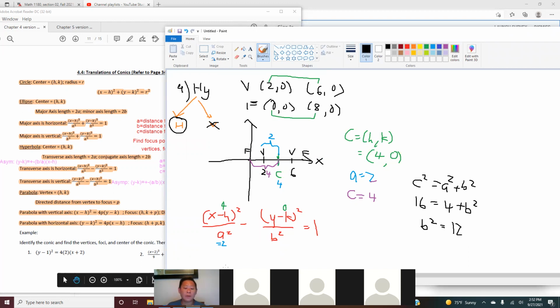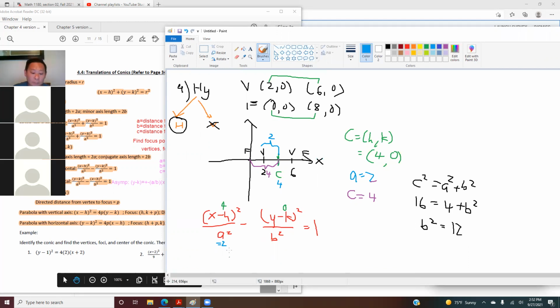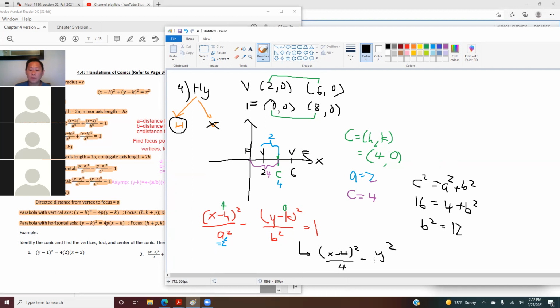So now we put a square on this because a lot of people put 2 here. It should not be 2. So can someone tell me what your equation is here? Once you put everything inside, what is your answer? X minus 4 squared over what? 4. Minus Y minus 0, y squared over 144. Not 144. So Calvin, be careful with this.